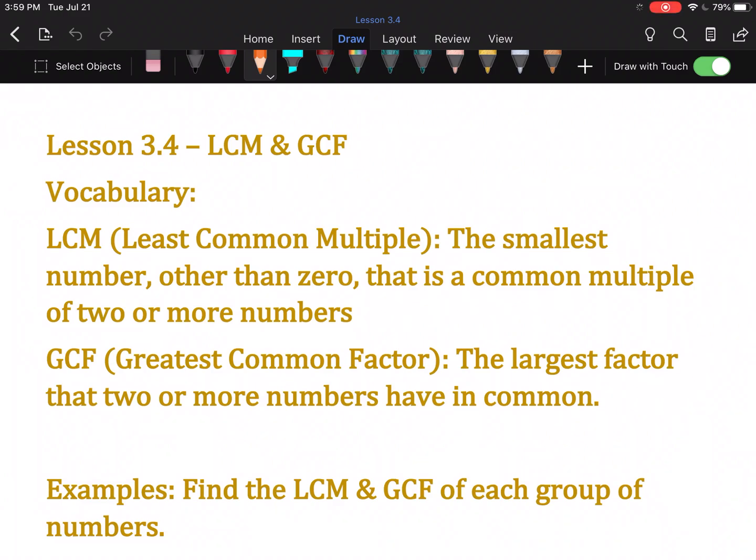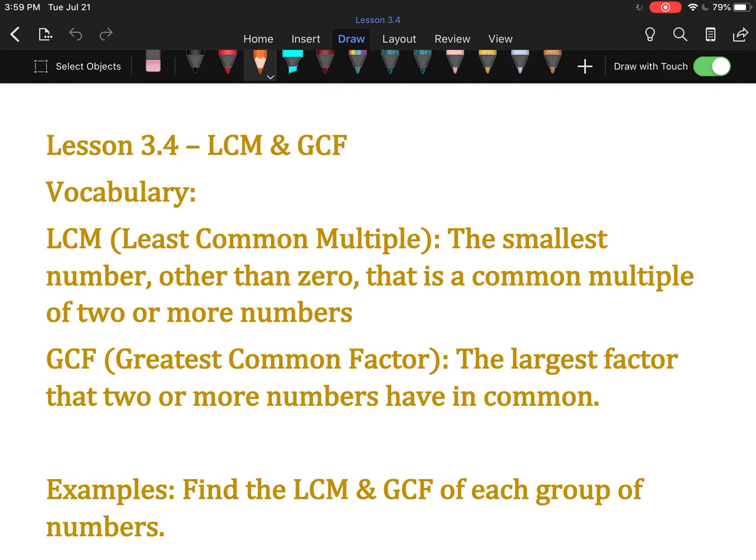Last lesson of chapter 3 is about least common multiple and greatest common factor. Least common multiple is the smallest number, other than 0, that is a common multiple of 2 or more numbers. Meanwhile, greatest common factor is the largest factor of 2 or more numbers.